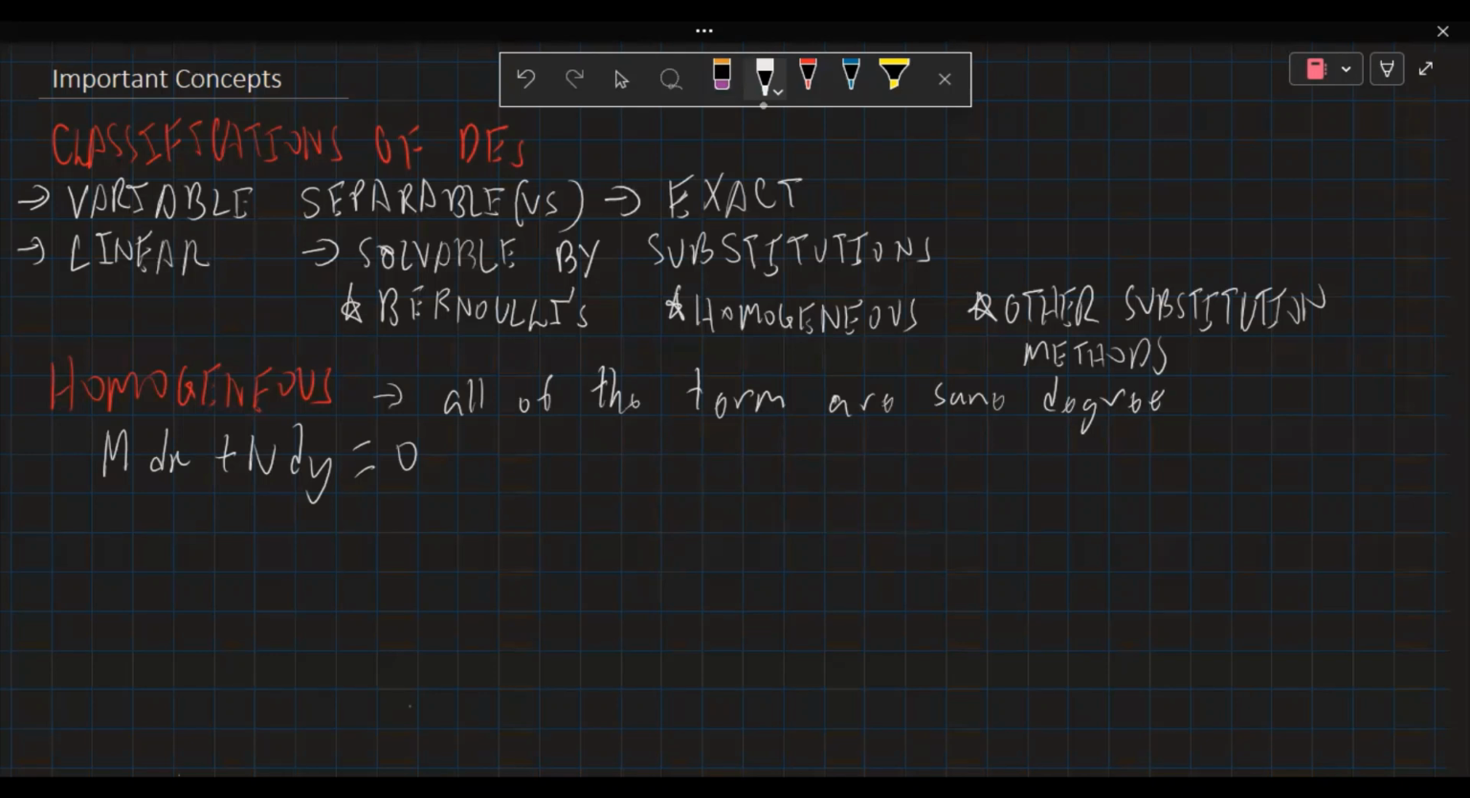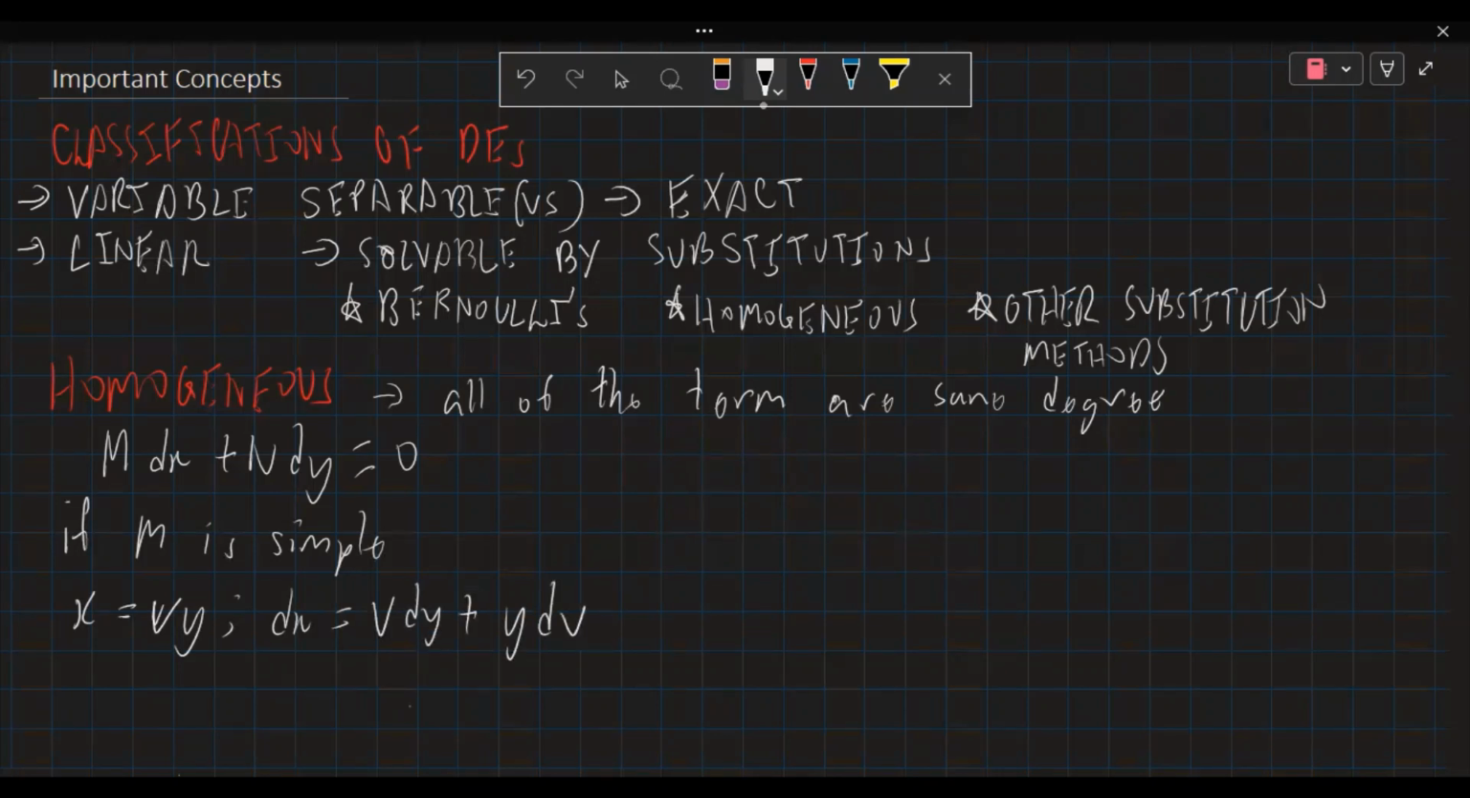Yun. So for homogeneous, let's say if m is simpler, then we use the substitution of x is equals to vy. And then we do differentiation there as well. So this becomes dx is equals to v dy plus y dv. Ayun. If n, so yung function dito, is simpler than the other function.